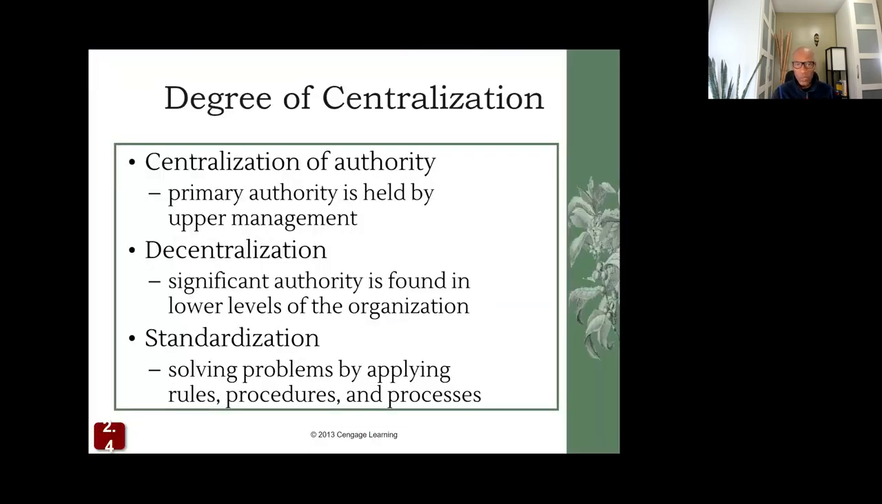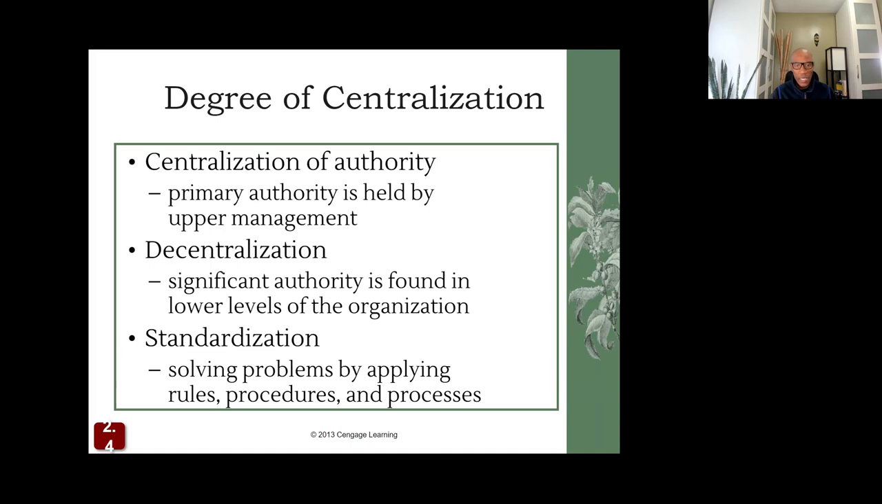So when we think of degree of centralization, there are three things that we're looking at right here: the centralization of authority, decentralization of authority, and the standardization of things. So let's look at it. So primary authority is held by upper management. So wherever upper management lies, they could be in New York, they could be in San Francisco, wherever they are, primary authority held with manager. It could be in London, Dubai.